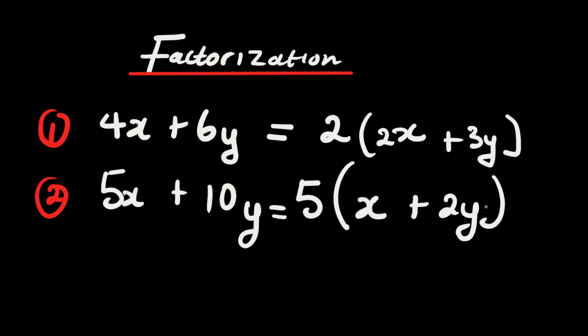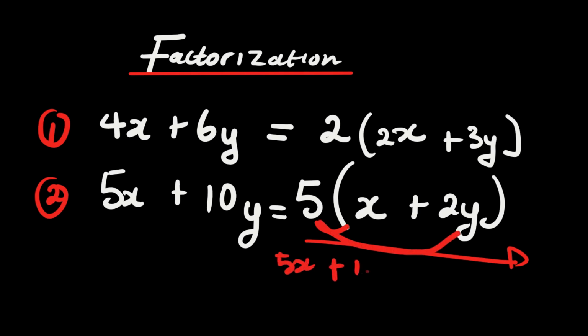Yes, and this is our final answer. To confirm your final answer, you can just simplify the answer you have. So 5 times x is 5x. 5 multiplied to x gives us 10y. So it takes us back to this one here, meaning it's correct.